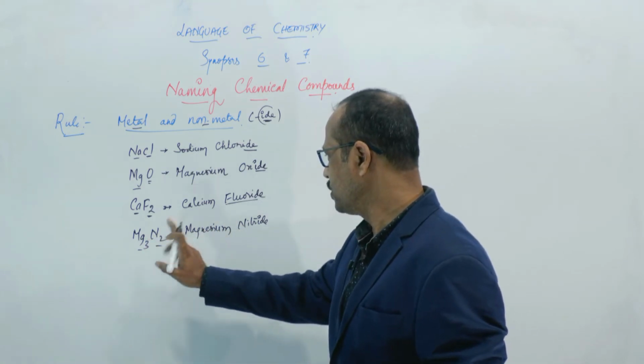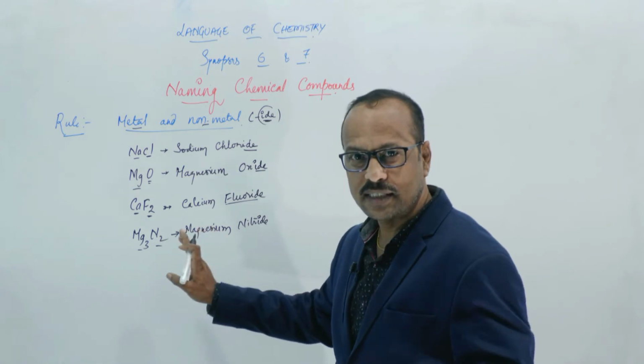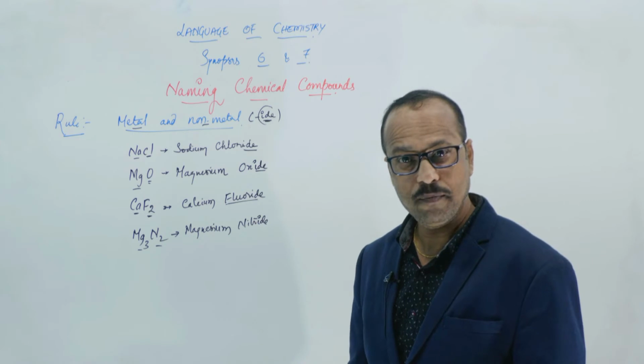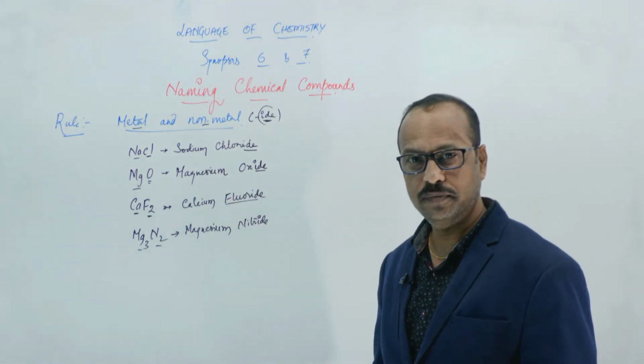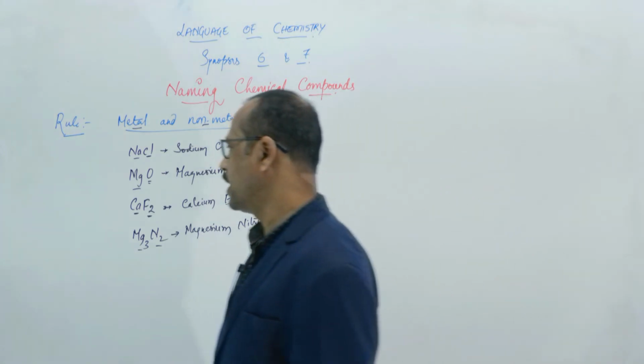Only magnesium and nitrogen, what elements are there? Magnesium, nitrogen. You are not bothering about how many atoms are there. So this is the first condition for rule 1. Is this clear to you? Any doubt? Similarly, you can try some other examples.